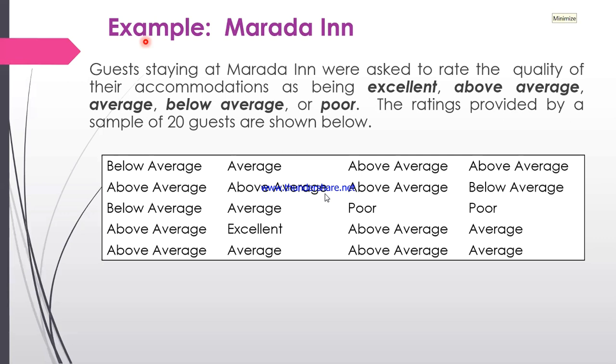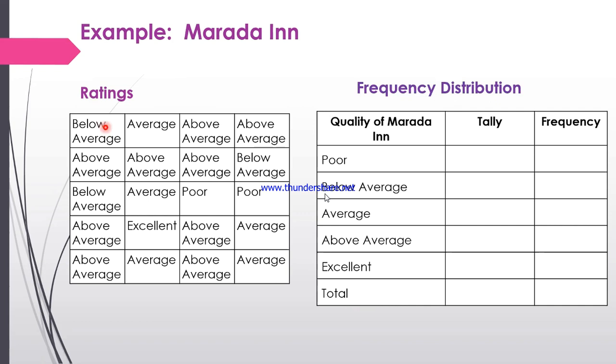These are the main facts you have to know. Now we will look at how we are going to organize this data into a frequency distribution. Here these are the ratings. This is the data set to identify the quality of the accommodation provided by Marada Inn. So now we are formulating our frequency distribution. Here the quality of Marada Inn, here tally marks, here frequency. This is the method of formulating your frequency distribution.